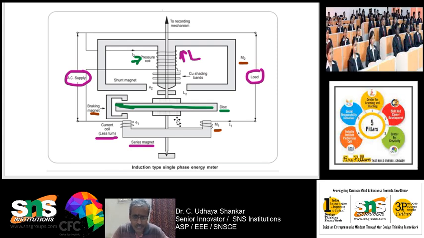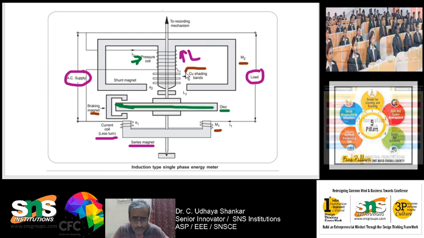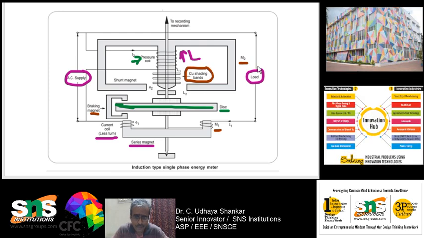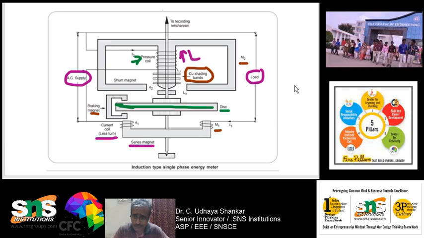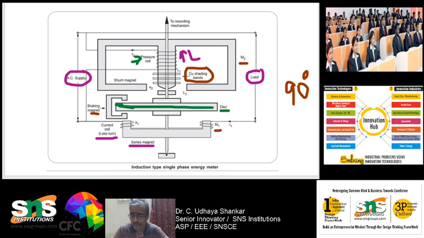So, there is an adjustable copper shading band. Here you can see the copper shading bands, they have marked it as copper shading bands. This is there in all energy meters. So, what is the use of this copper shading band? By adjusting this copper shading band, you can adjust the magnetic field phase angle between M1 and M2. That should be around 90 degrees. Why should it be 90 degrees? Only then will the maximum torque be produced.